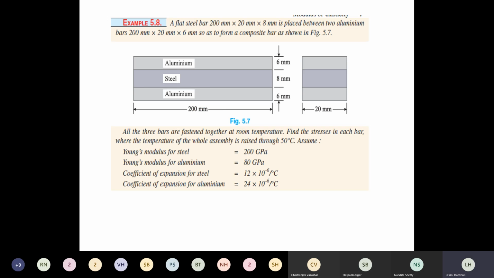Let's take the aluminium bar now. The second diagram is the cross-sectional area. Observe the aluminium part at the first portion. What is the cross-sectional area?